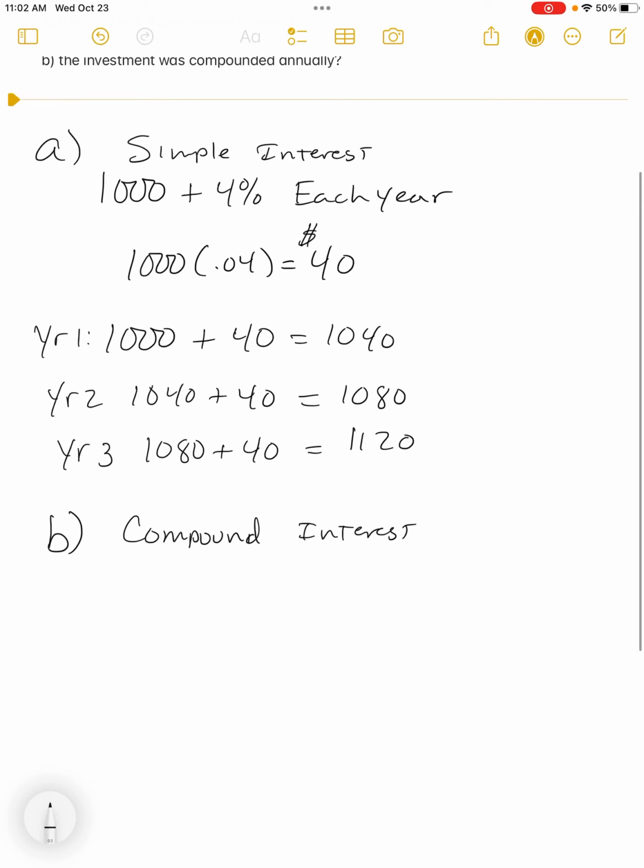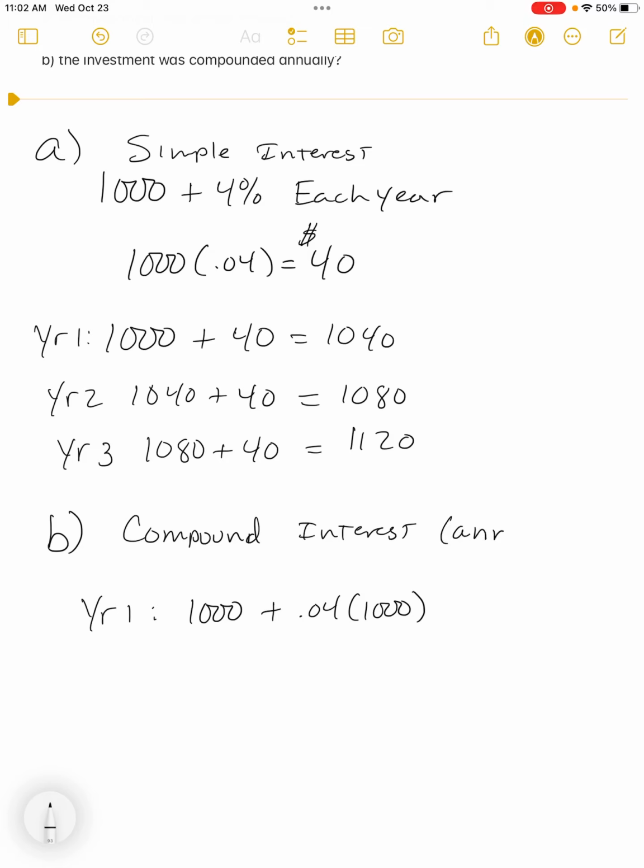So if we do the same process, I'm going to start out in year one, and I have $1,000, but now I'm going to add 4% of that $1,000 at the end of year one because my interest is being compounded annually. That's important. That's why I'm just doing it once a year. So at the end of year one, the interest is going to be compounded. It's going to be the same 1,000 plus 40. So at the end of year one, I don't see a difference at all.